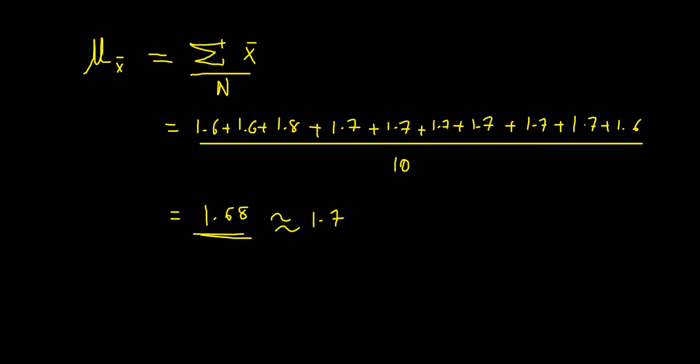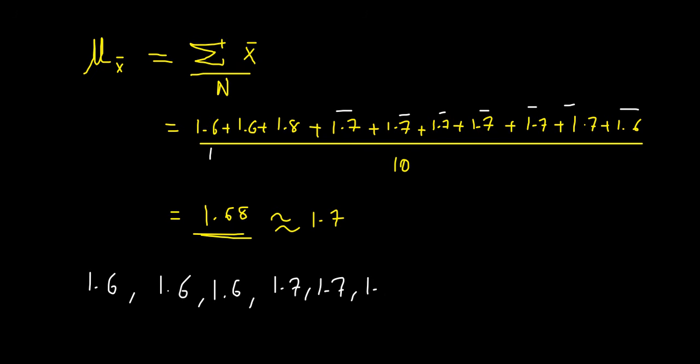The smallest we have is 1.6. We have got another 1.6. You can see there's also another 1.6, and then we have got 1.7, 1 2 3 4 5 6. So there are 6 of them. 1.7, 1.7, 1.7, that's the 3. 1.7, that's 4. 1.7, that's 5. 1.7, that's 6. And then we have got 1.8.